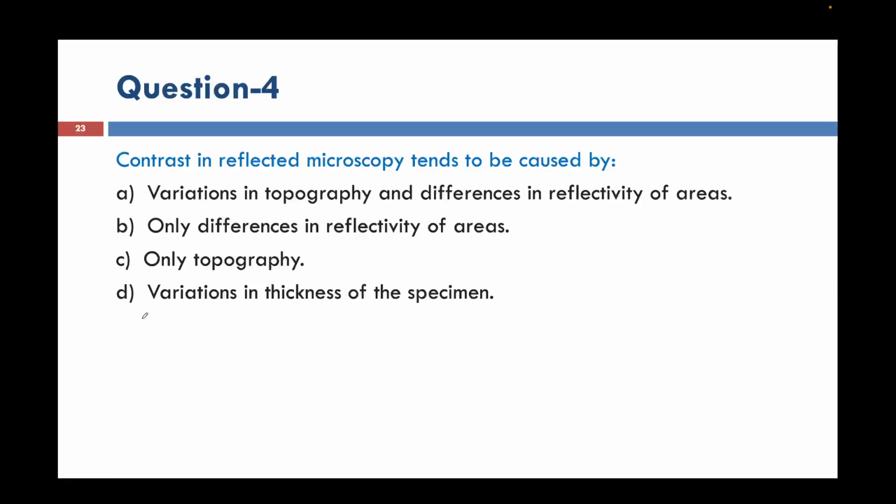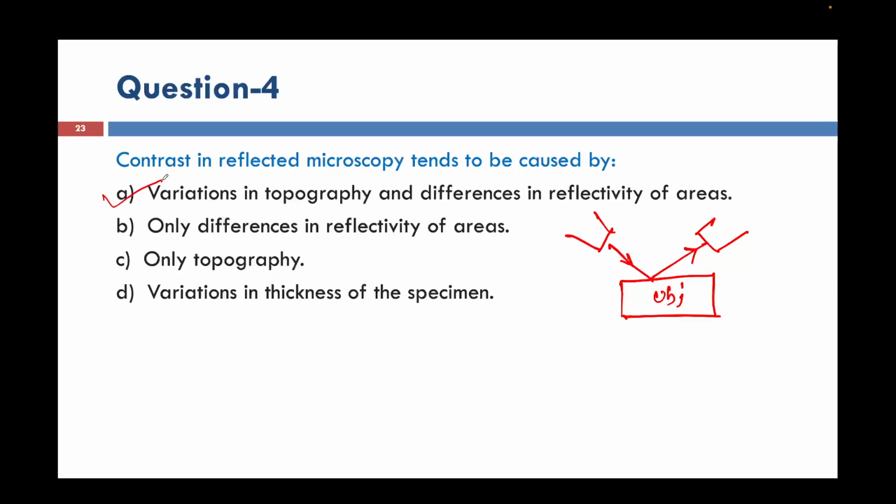So contrast in reflected microscopy, that means reflected microscopy is like this. And this is the object and the incident beam is coming. So the contrast in reflected microscopy tends to be caused by A. Variation in topography and difference in reflectivity.